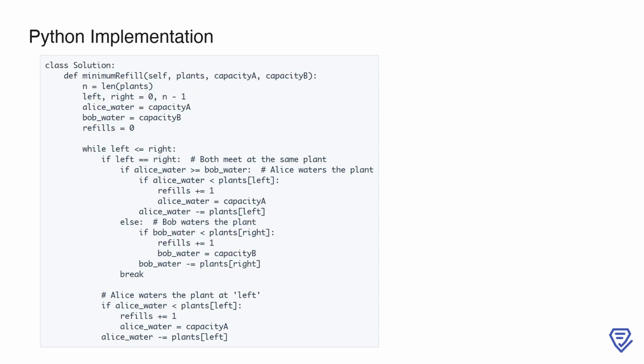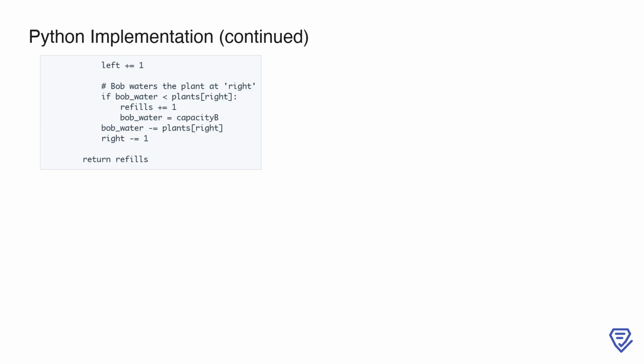Once she has enough water, she waters the plant, and her water level decreases accordingly. Next, we move the left pointer to the next plant and handle Bob's turn at the right index. Similar to Alice, if Bob's remaining water is less than the plant's requirement, he refills his can, which increases the refills counter. Once he has enough water, he waters the plant, and his water level decreases by the amount needed. After this, we decrement the right pointer to move to the next plant on his side.